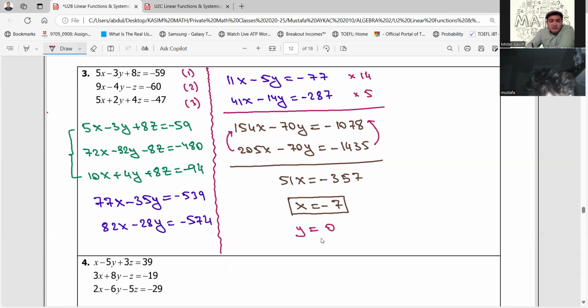If y is equal to 0, then z can be easily found. So 9 times negative 7, negative 63, minus 6, is it 3? Negative 3? And the minus is positive 3, that's equal to negative 60. So the answer will be negative 7, 0, and negative 3.